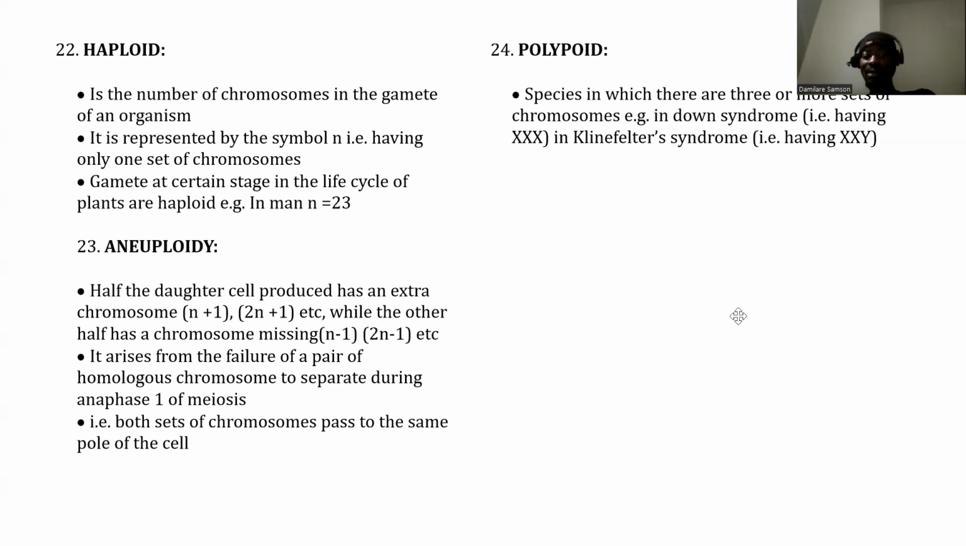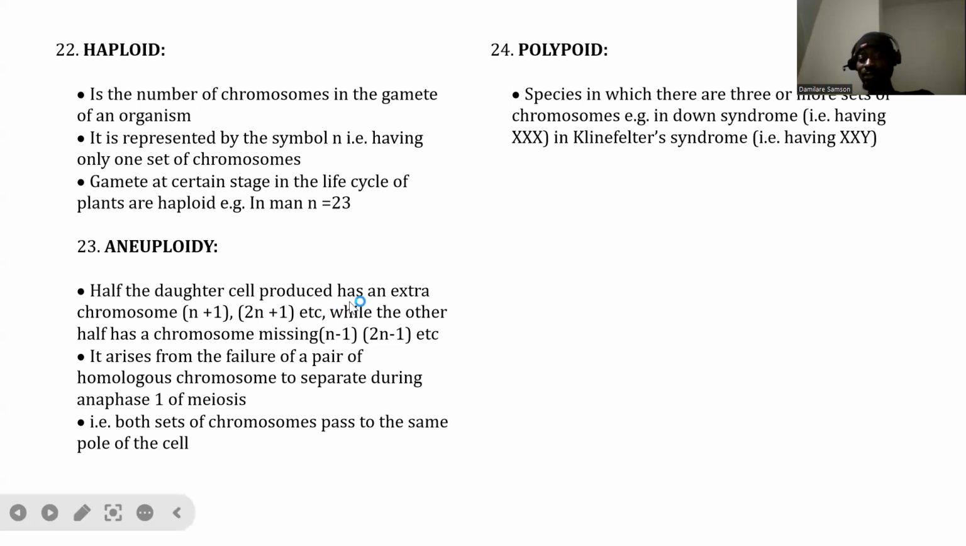While the other half has a chromosome missing. Now, we talk about homologous chromosomes and everything during meiosis, anaphase 1 and all those things. When they are supposed to separate, they did not separate. So one chromosome is cut off and attaches itself to the other, adding an extra one to the other part, while where it was cut off will be negative. That's minus 1.